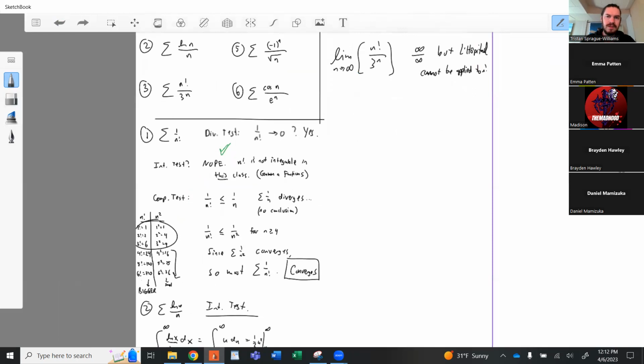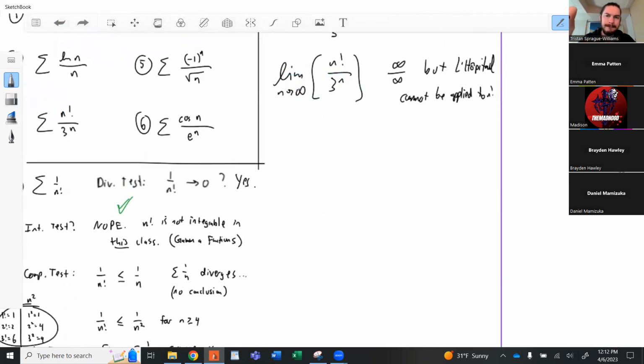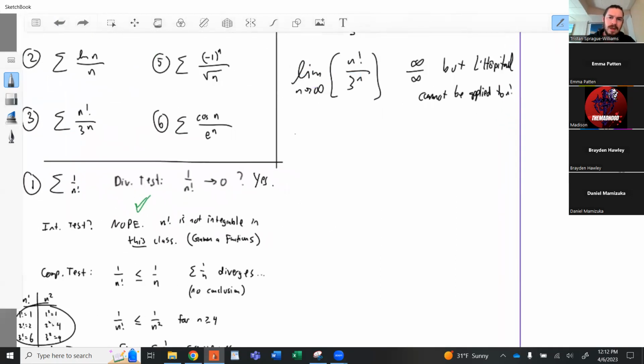Let's examine n factorial. n factorial is 1 times 2 times 3 times 4 times 5 times 6 times 7 times 8 times 9 times, all the way up to times n, wherever n is. And as n grows, that multiplication will grow, right? So this is the product of all the numbers up to n.